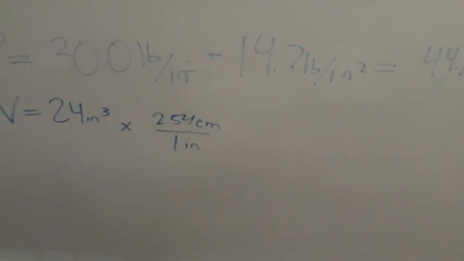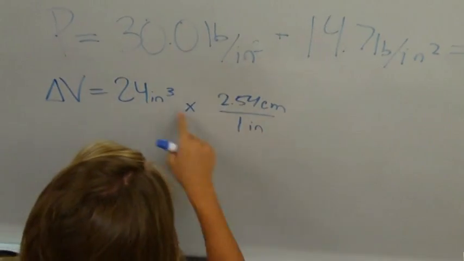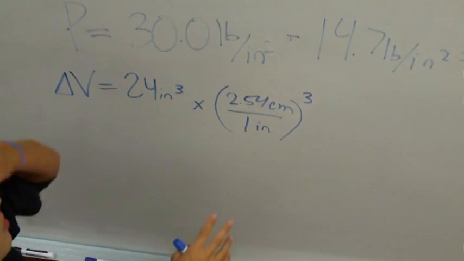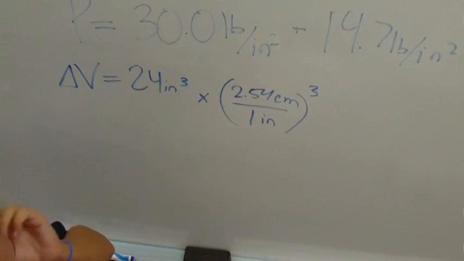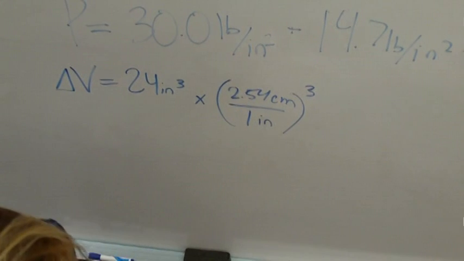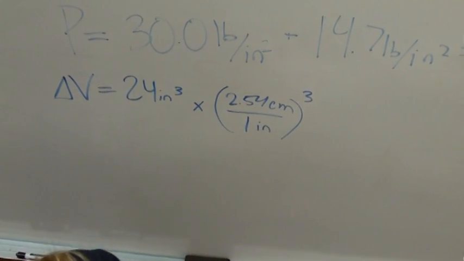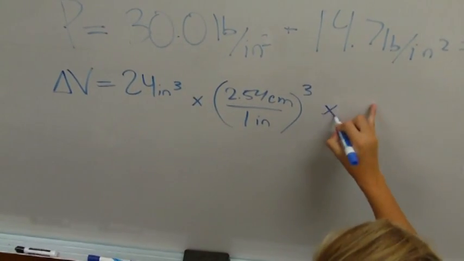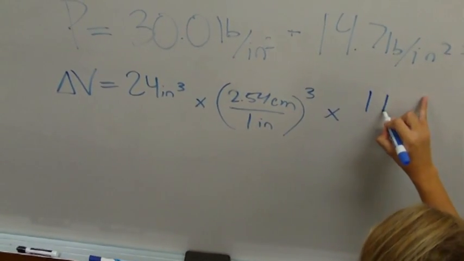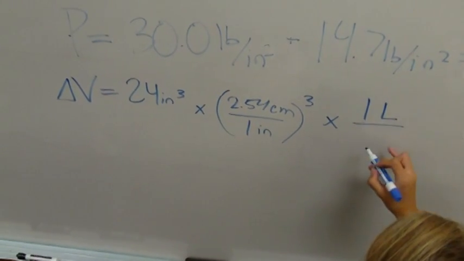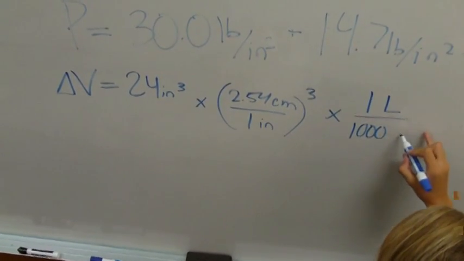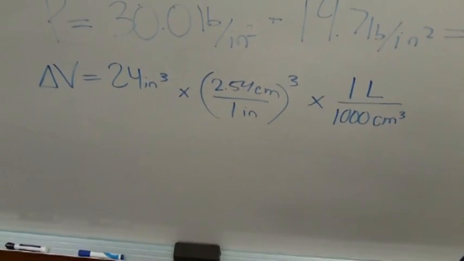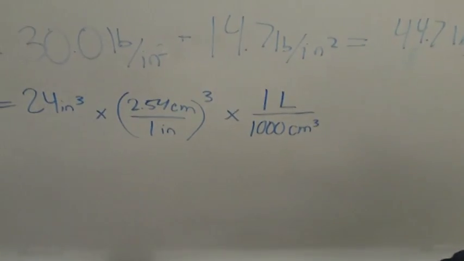And since the inches are cubed here, you cube, or just remember in dimensional analysis, you cube the whole thing because you need it all to be cubed. So that's including the number. Then you're just going to times that by 1 liter is going to be 1,000 centimeters cubed. Remember this because 1 centimeter cubed is what a milliliter is.